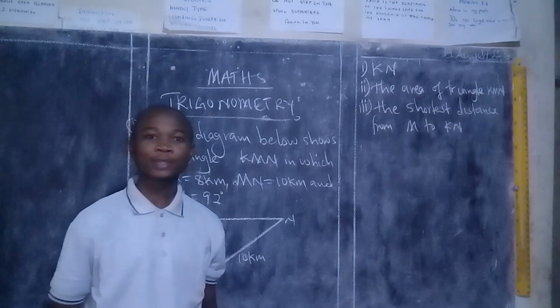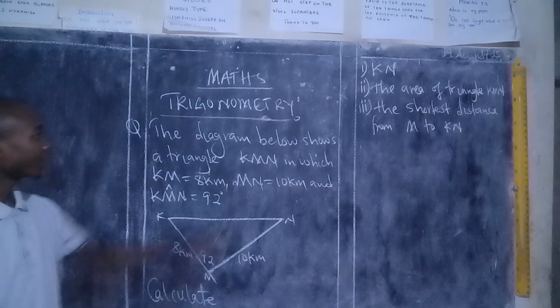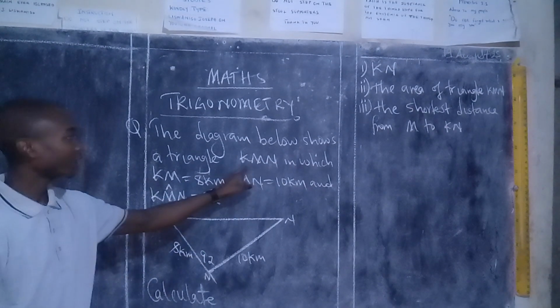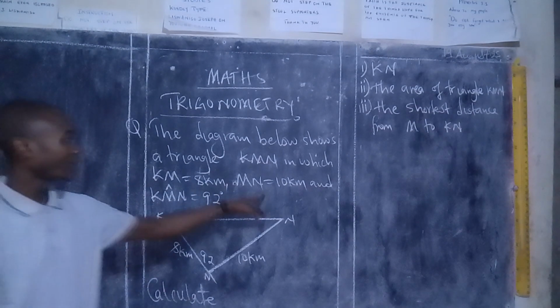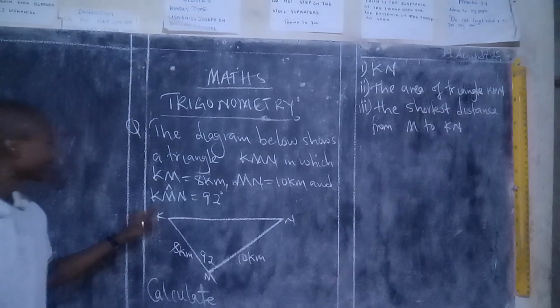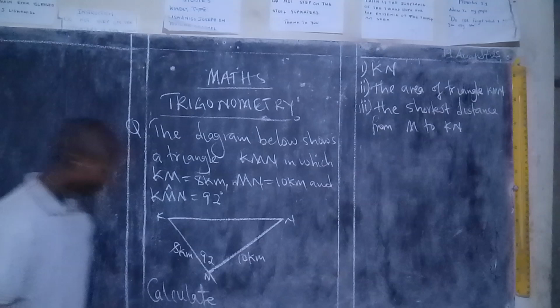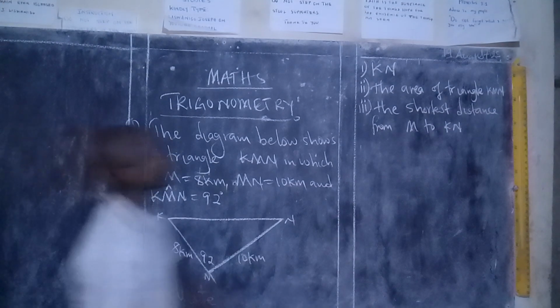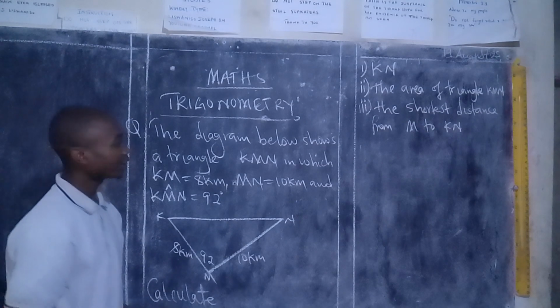Today I'm going to take you through mathematics on trigonometry. I have a question here which says the diagram below shows a triangle KMN in which KM is equal to 8 kilometers, MN is equal to 10 kilometers, and angle KMN is equal to 92 degrees, as you can see here. The question says calculate KN. Find the distance KN. Now, how do you find the distance?